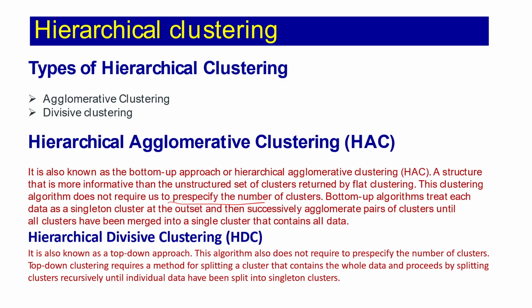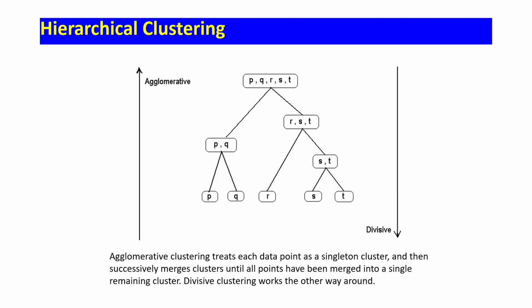In case of the divisive algorithm, it is a top down approach. It also does not require you to specify any number of clusters, but you can split the big cluster into smaller ones to find out the self similarities. Okay, that is how it is done. So, hence this is what is shown here.